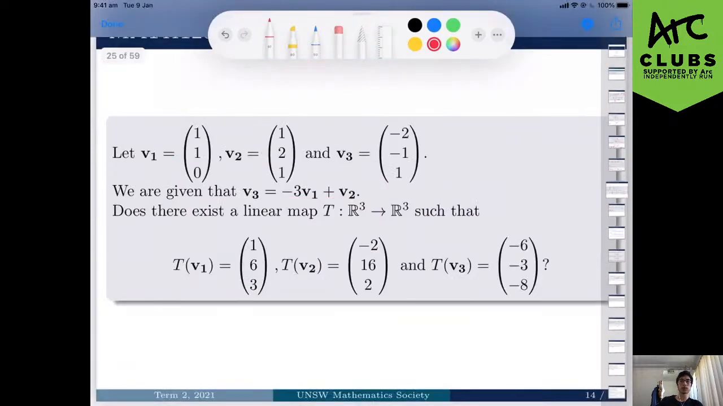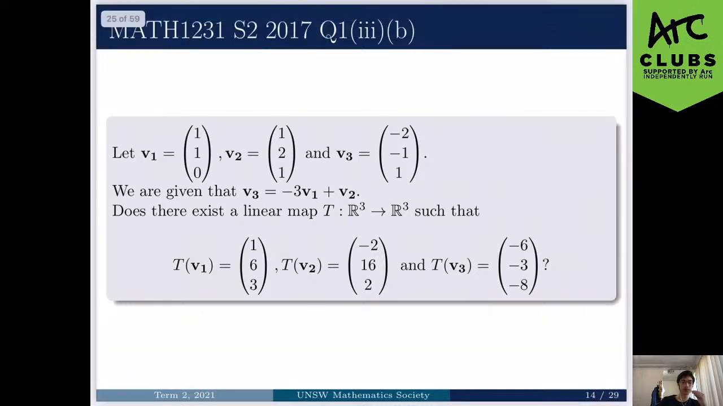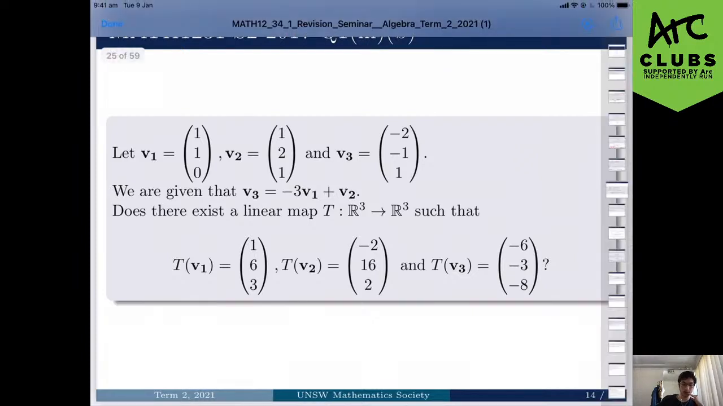All right. Back to a normal question, I guess, a written question. So this one's asking if there exists a linear map. We can see it's kind of hidden in the question. We're given that V3 is a linear combination of V1 and V2.